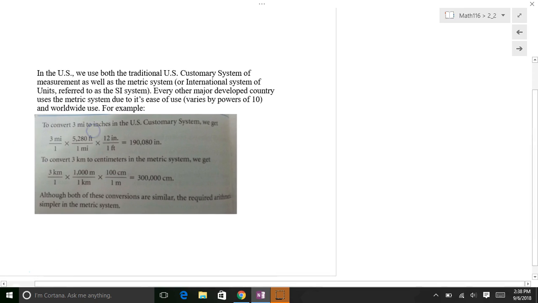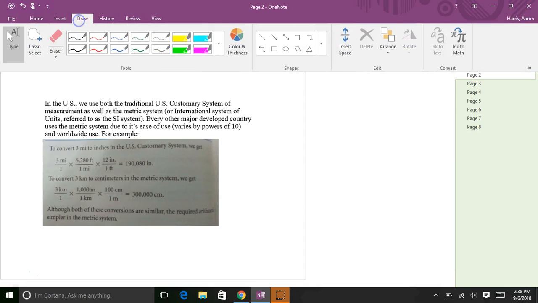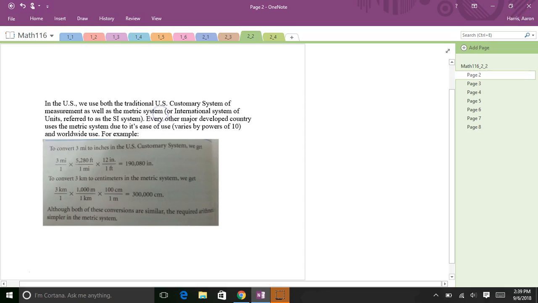If you're converting miles to inches, you've got these awkward 5,280 and 12 inches per foot. Whereas in the metric system, it's all powers of 10. If you're going kilometers to centimeters, there's 1,000 meters in a kilometer, 10 to the third. You've got 100 centimeters in a meter, 10 squared, right? So it's just really easy. You can do it in your head: 3 times 1,000 times 100, 300,000.